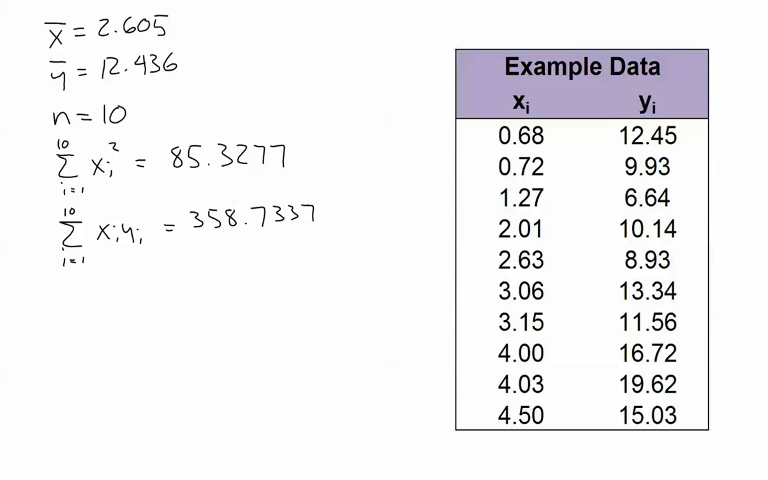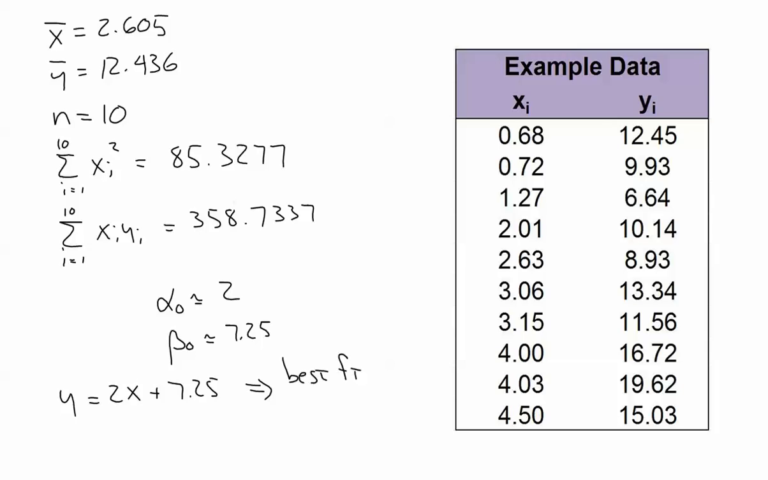Plug that into my alpha naught and beta naught equations from the previous page, and what I found was alpha naught was about equal to 2, and beta naught was about equal to 7.25, which means that my best fit linear curve is y equals 2x plus 7.25. That's my best fit line. Okay?